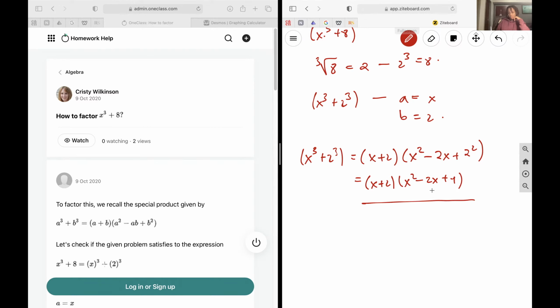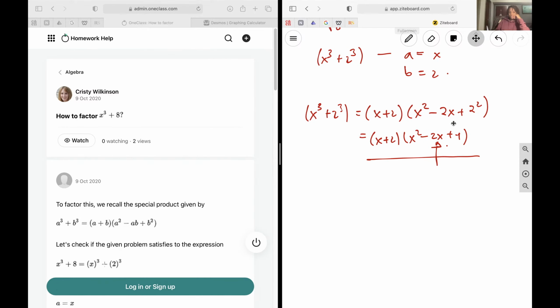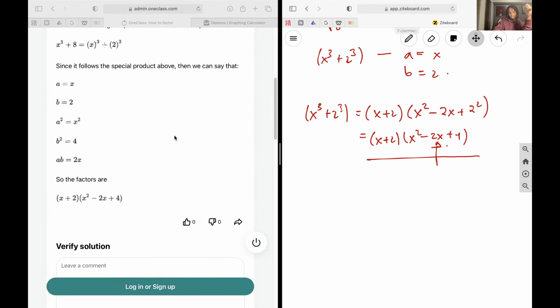And then you should always check if you can factor this any further. If you can, do so. If you cannot, leave it like that. So in our case, we can't factor it down any further. So we're just going to leave it like this, and that's going to be your final answer.